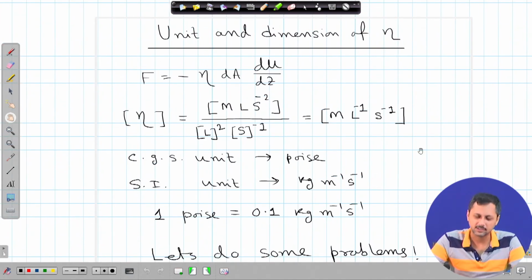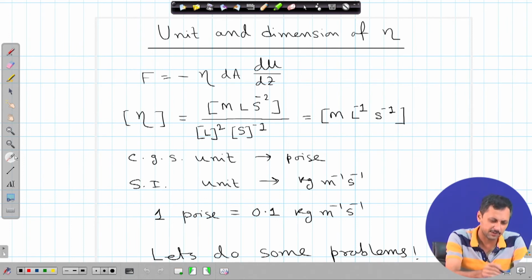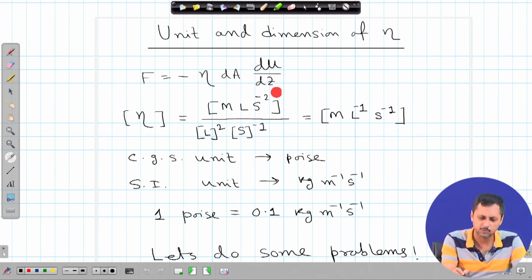So, let us first look at the dimensions. Let us start from the very fundamental equation, F is equal to minus eta dA du/dz. If we take eta, omitting the negative sign, eta is equal to F divided by dA divided by du/dz. Then F has the dimension of M L s to the power minus 2. dA is the area, which has a dimension of length squared, and du/dz is the velocity gradient.